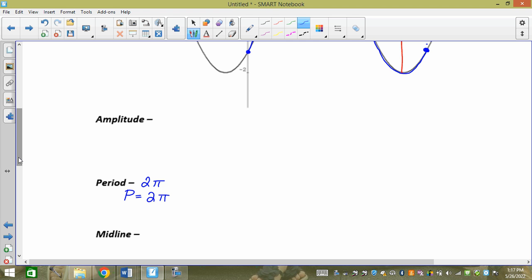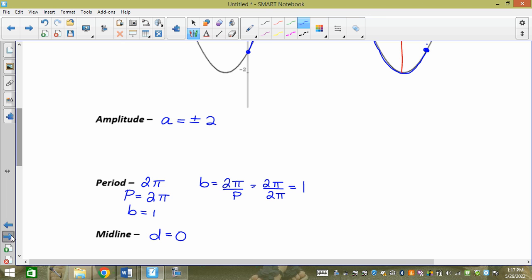B is really easy when P is 2 pi. What is B when P is 2 pi? It's just 1. Now we can prove it by going 2 pi over P is the formula. So it's going to be 2 pi over 2 pi, which is 1. In your dreams, you pray and hope for a 2 pi period. For this one, the amplitude, I believe, was 2. So A is plus or minus 2. And then the midline was 0. So D is 0.